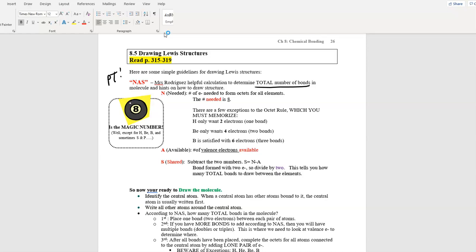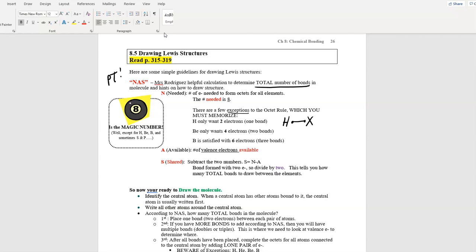So let's talk about the rules. The N is called needed. Now, every element needs 8. Every element is trying to complete their octet rule. So when you do the calculation, the need is 8. I'm just going through the rules first, then I'll show you how to do it. There are some exceptions, but the math will still work. Hydrogen only needs 2 because he can only form one bond. All he has is one valence electron, so the most he can do is get another electron from another atom. That's it. So all he can do is form one bond.